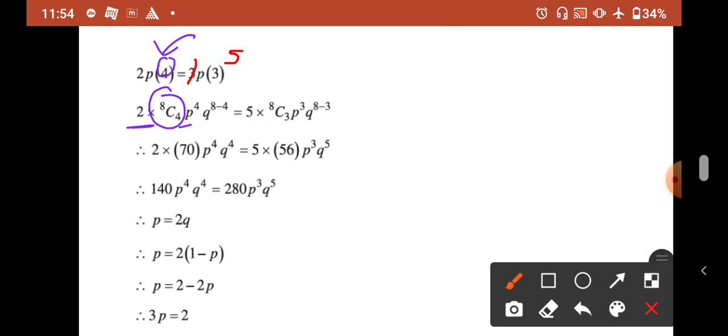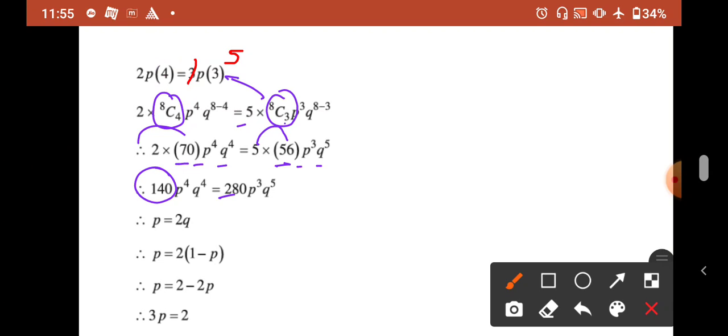Now p power 4, q power 8 minus 4. Similarly here 5 is in multiplication, 8C3, why 3? Because in the bracket there is 3, so p power 3 and q power 8 minus 3. So if you solve it further, 8C4 answer is 70 and 8C3 answer is 56. Now p power 4, q power 4, p power 3 and q power 5. That 5 and 2 are in multiplication. Now multiplying 2 into 70 is 140, and 5 into 56 is 280.